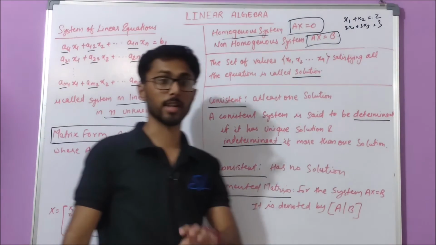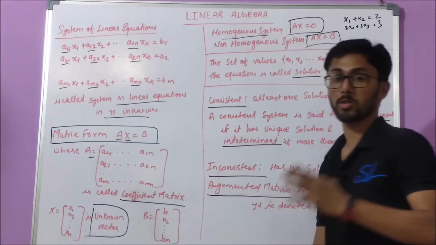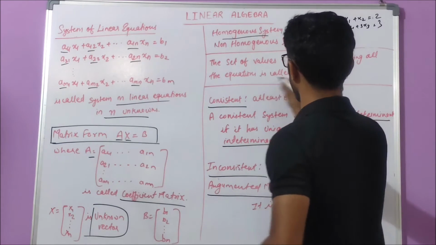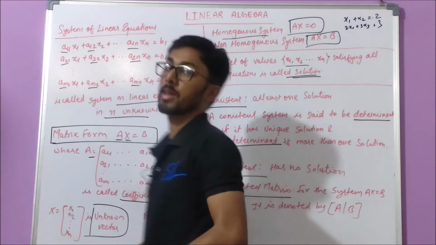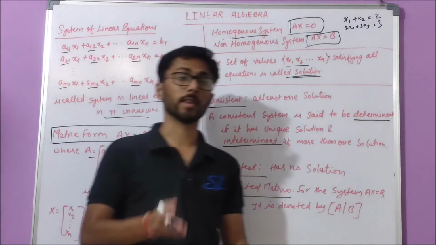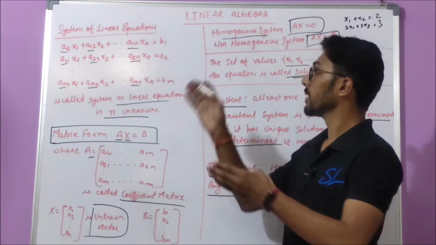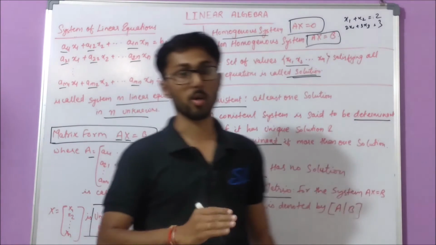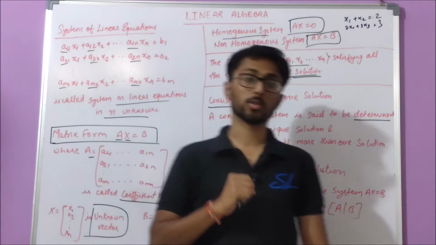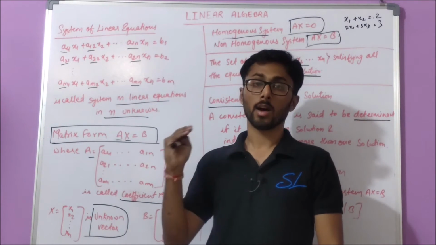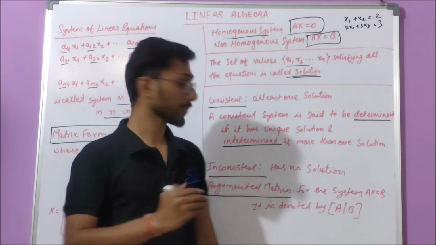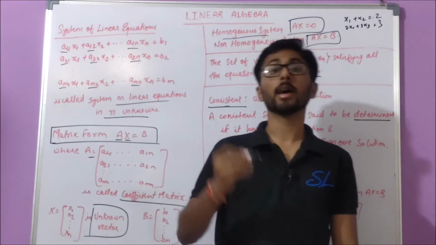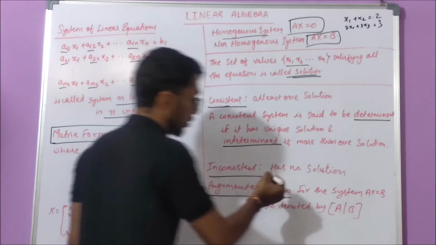Now the set of values which satisfy all the equations is called a solution of the linear equations. The set of values x1, x2 satisfying all the equations is called a solution of this system of linear equations. Now we have two types of solution here. The first type of solution is consistent and the second is inconsistent. Consistent solution has at least one solution, and in inconsistent solution there is no solution.